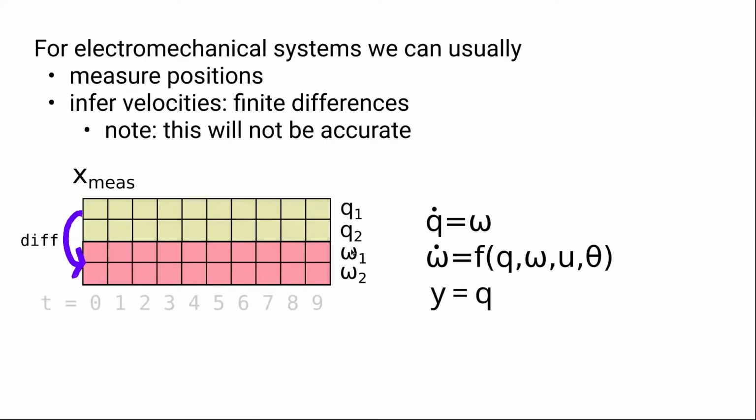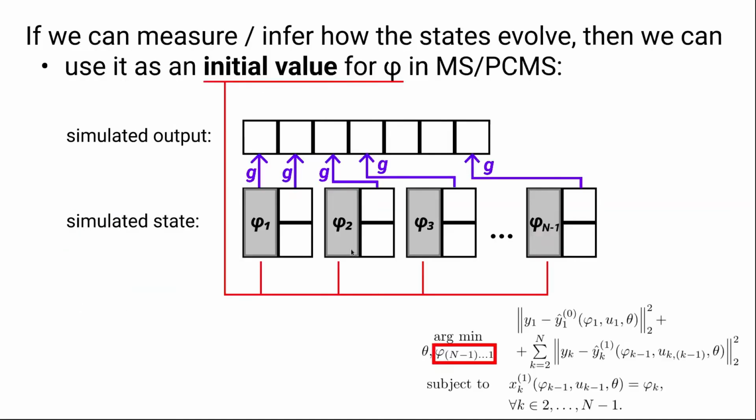For electromechanical systems, many times we can just measure some of the states, like the positions, and infer the other states. Like the velocities are just a derivative of the positions. If we do this with finite differences, then this will not be very accurate. But if it's a possibility that we can measure and or infer all the states, then we can use this information in the following ways.